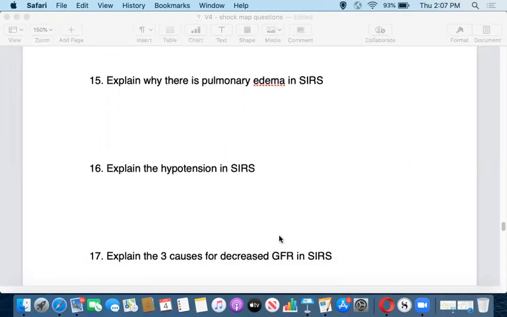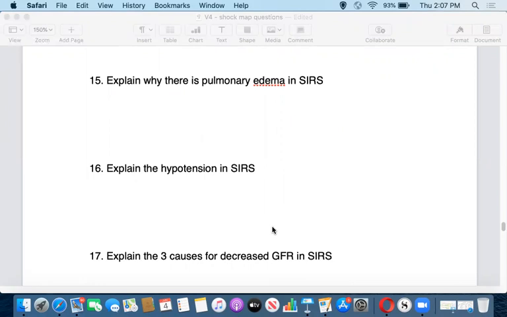Number 17, explain 3 reasons for decreased GFR in the systemic inflammatory response. And again, the systemic inflammatory response includes things like anaphylaxis and sepsis. Those are 2 of the 5 categories of shock. Those are 2 of the 3 categories of the redistributive shock. They are systemic inflammatory responses. And sepsis, unfortunately, is pretty common.